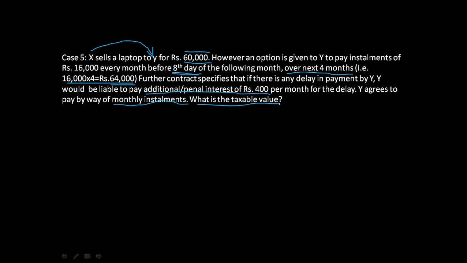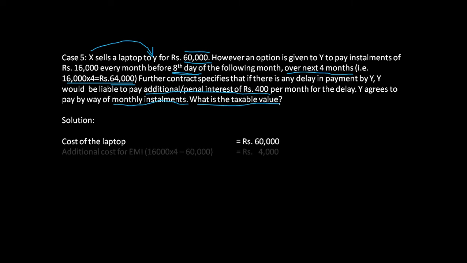How to solve it? Solution. What is the cost of the laptop? 60,000. Now the additional cost for EMI, if he buys by monthly equal installments, what is the total cost coming? We have seen that is 64,000. How did that come? 16 into 4, minus the original cost, so how much extra does he have to pay? 4,000, that is the additional cost for EMI.